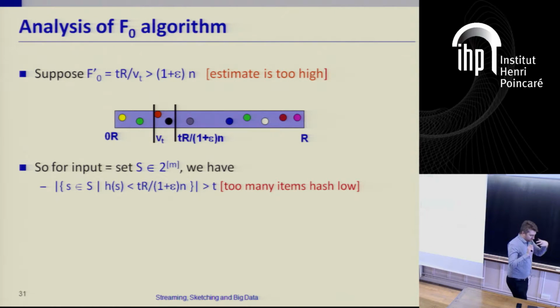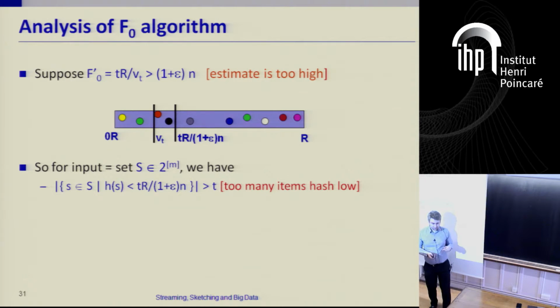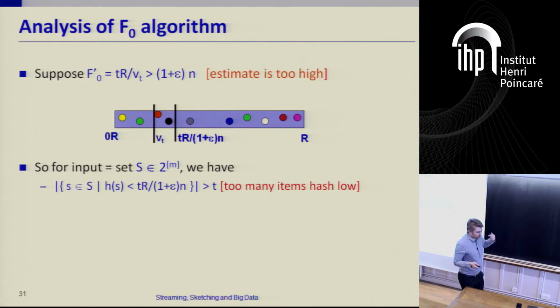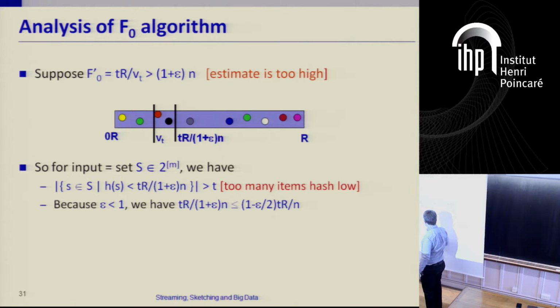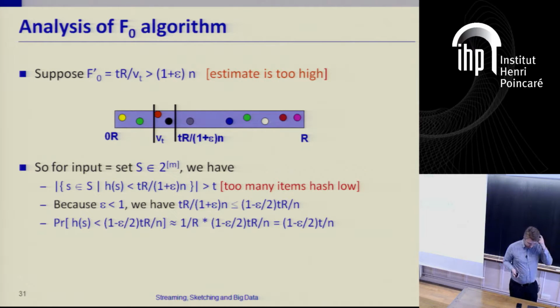It's important to view it in these terms, because I can then take that event, that there were too many elements hashing to a small value, and break it up into events on a per item basis. I'm not going to go too detailed through the notation here, so try not to get too hung up on the notation and the little bit of algebraic manipulation.